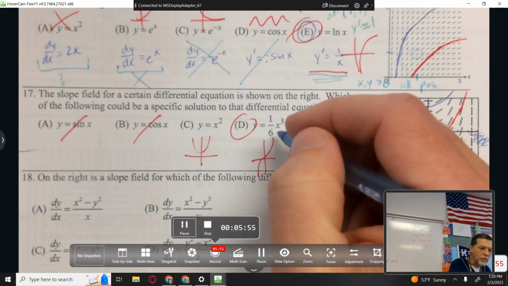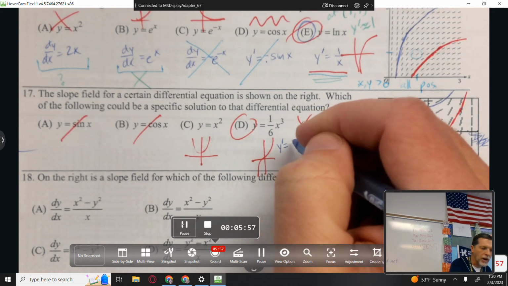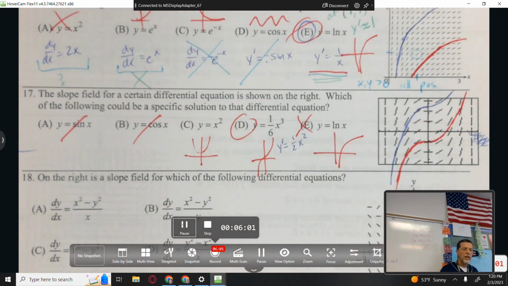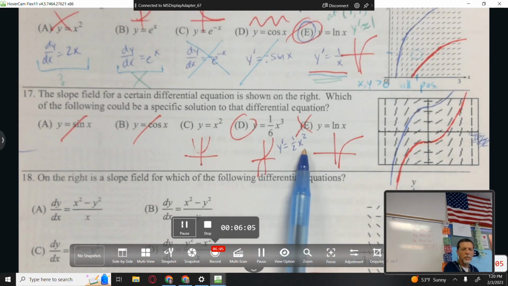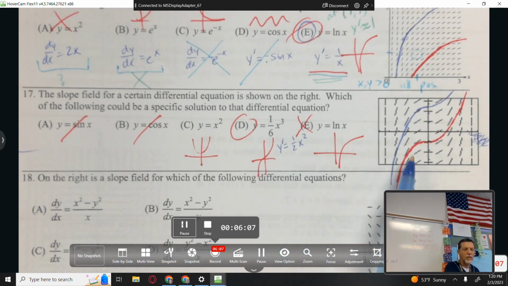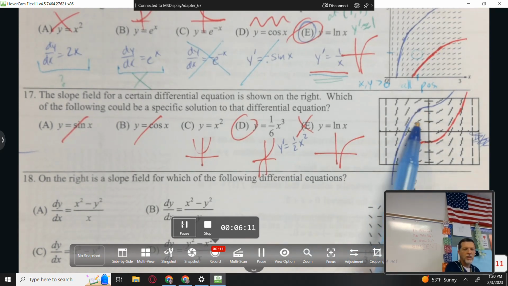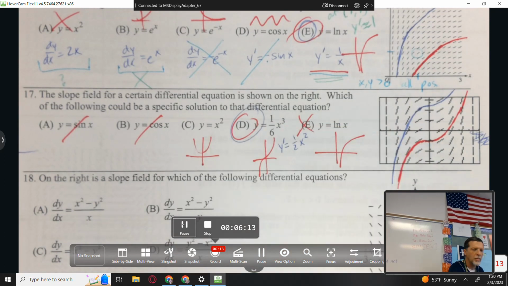If you wanted to double check, you could do y prime equals 1/2 x squared, and then check some points. Although x squared is always positive, so that kind of matches up. If x is 0, slope is 0. So a couple different ways it looks like D.